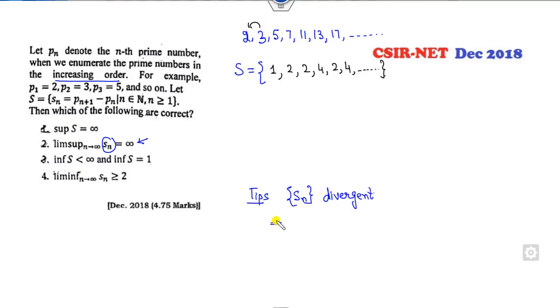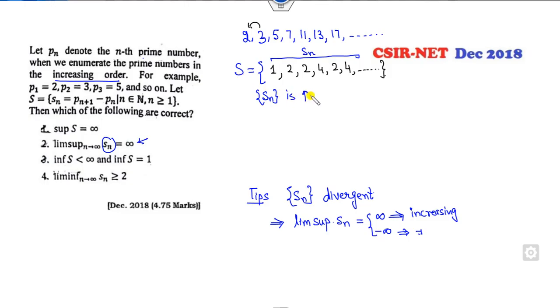What does it mean? If I prove this, then it means limit supremum of Sn is either plus infinity or minus infinity. When will it be plus infinity? If you prove the sequence is increasing and not decreasing. Now you can see that this is my Sn. Clearly this sequence Sn is increasing, and I can find the nth term, or you can say this sequence is divergent.